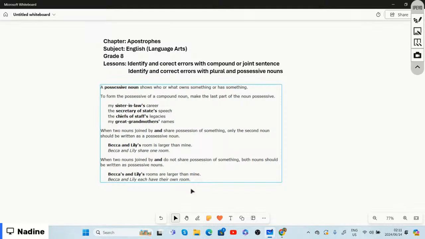And once again, if we just look at all of these words, right? The last word of a compound noun is where we add the apostrophe and s.